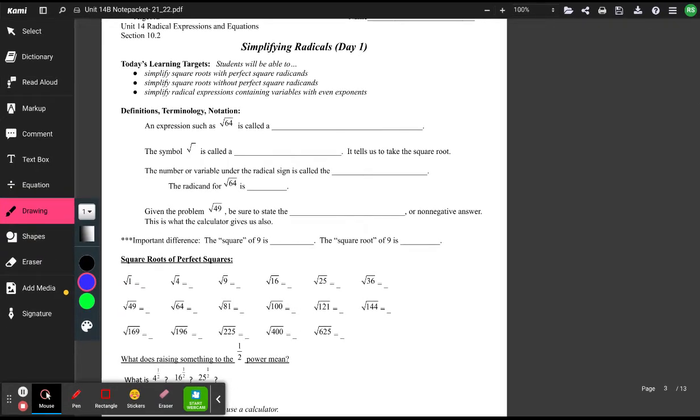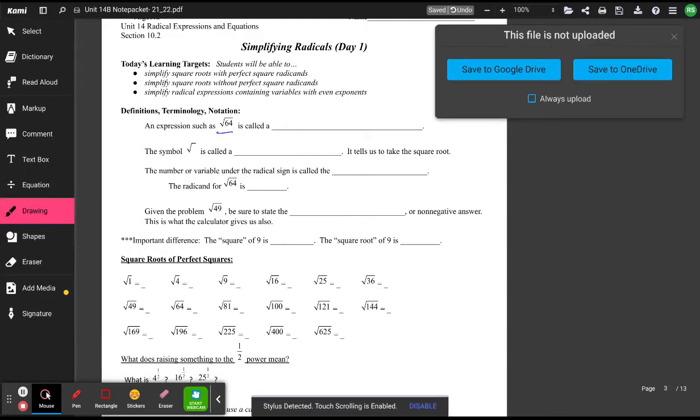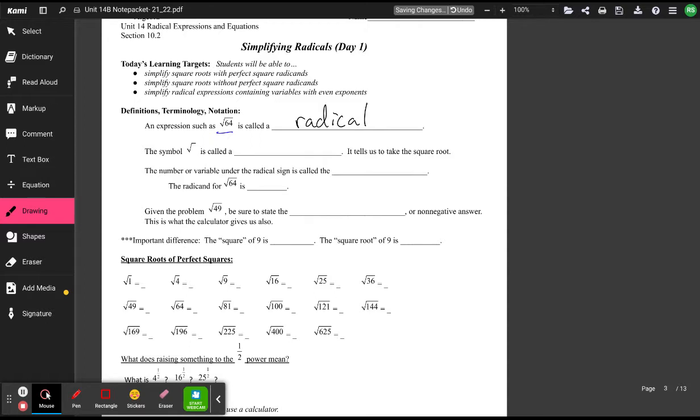So an expression such as the square root of 64, that is what we call a radical. The square root symbol is called a radical. I should add expression after this. The square root of 64 is what we call a radical expression. This symbol, what many refer to as the square root sign, is really called a radical. A square root is a specific case of how we use that, but it tells us to take the square root. We're working on perfect squares and square roots in this unit.